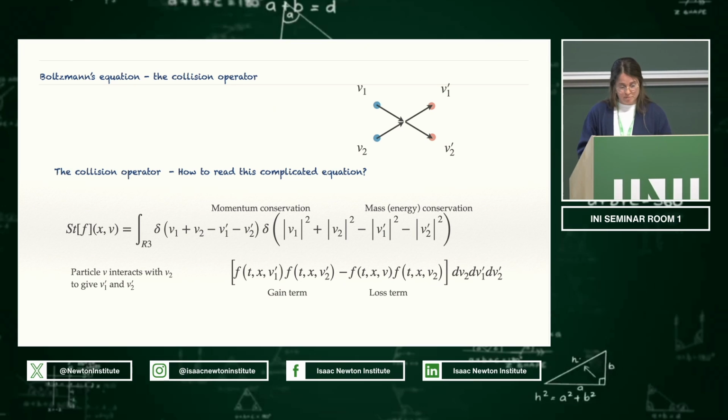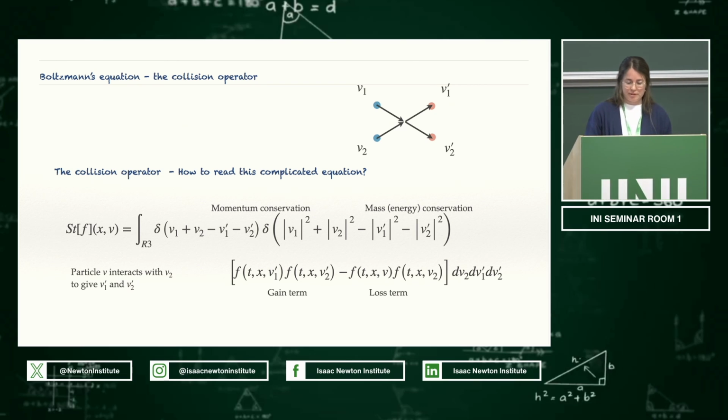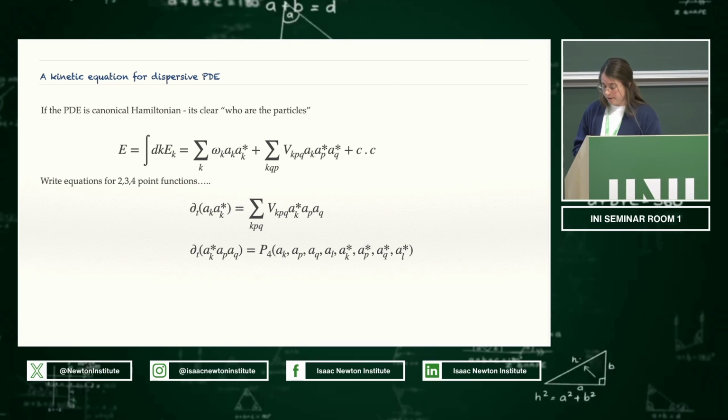So it looks pretty complicated. So how to read this complicated equation? We're not surprised, it has the momentum conservation, a delta that keeps the momentum conserved, another delta function that gives energy conservation, and it has a collision part. So it has a gain term, particles that collide and give us particles with velocity v, and the last term, the particles with velocity v that lost their velocity, and this is why it's the loss term.